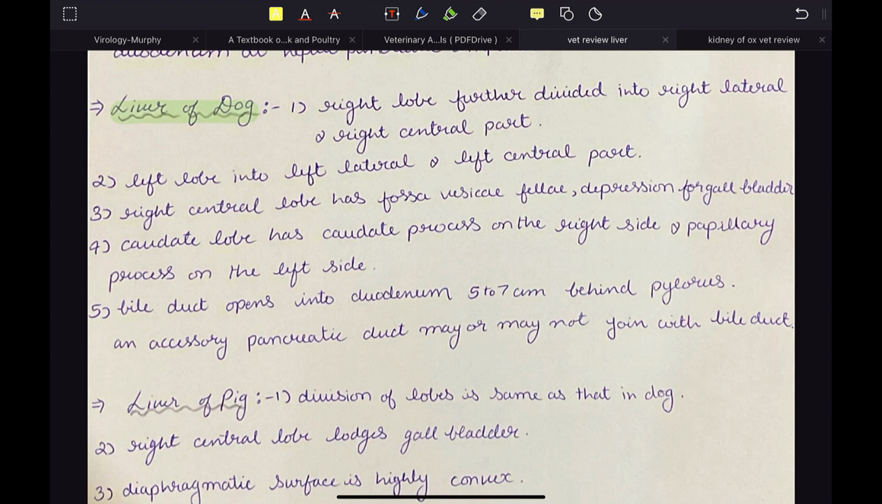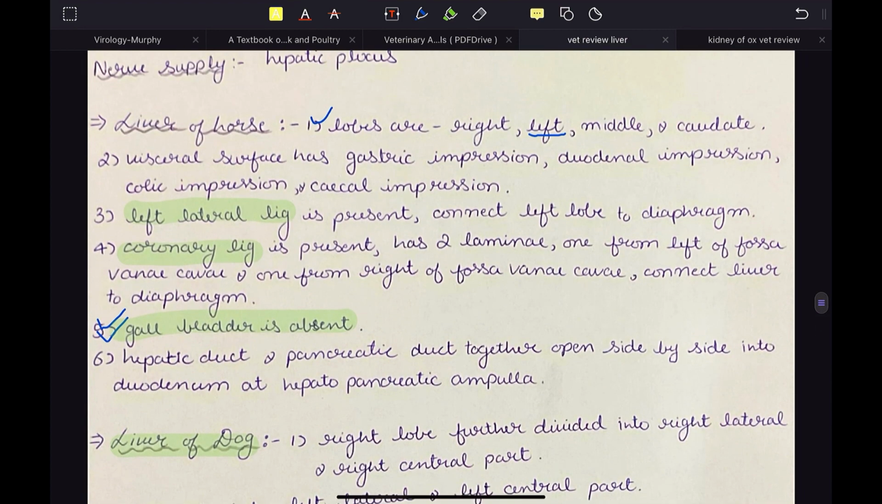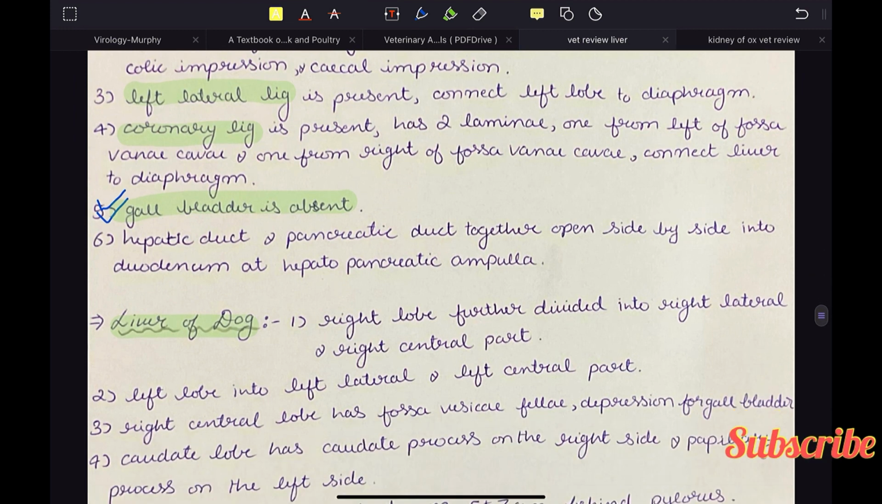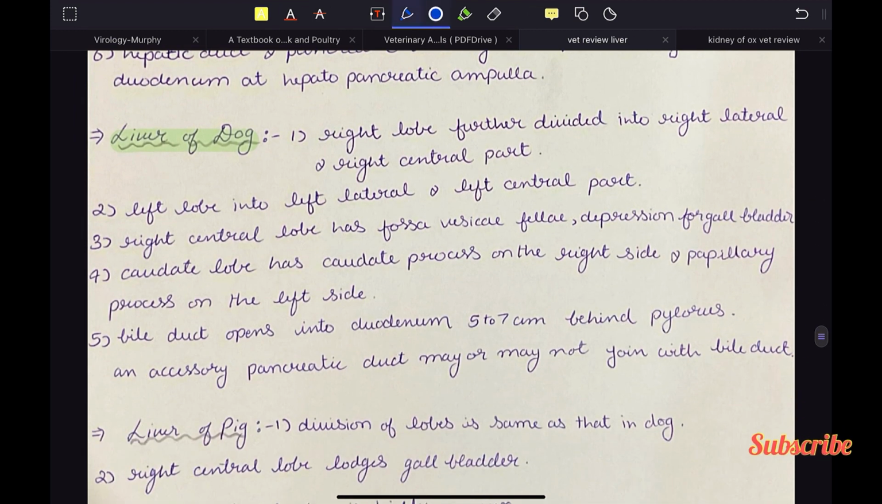Okay, so in case of dog, just like horse, the left has two parts, but unlike horse, the right lobe also has two parts. Okay, so that is the difference between the dog and horse. In horse, the right lobe was undivided. In case of dog, the right lobe is also divided into two parts, lateral and medial. Again, important point.